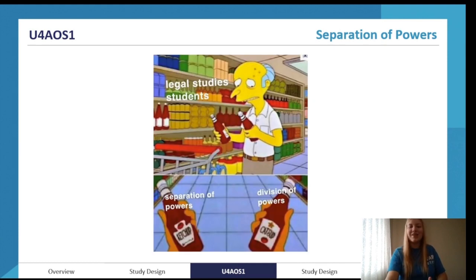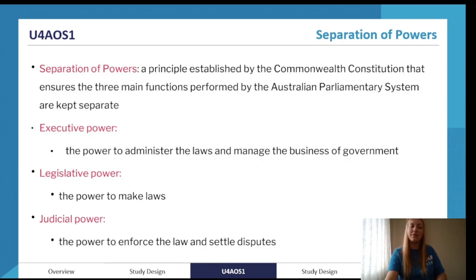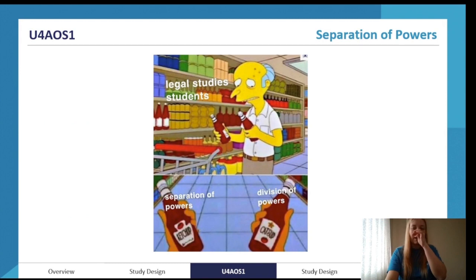So again, just a reminder not to confuse the two. Try to make it easy for yourself to remember somehow. I feel like separation and division kind of have different connotations, and it sort of makes sense.